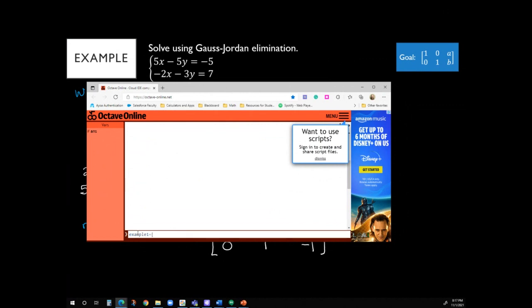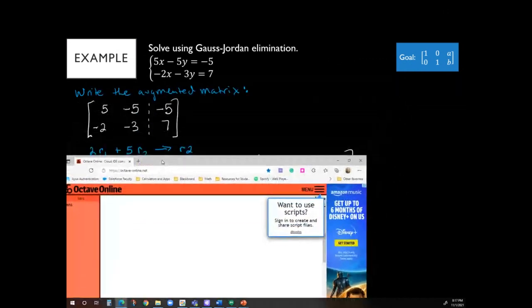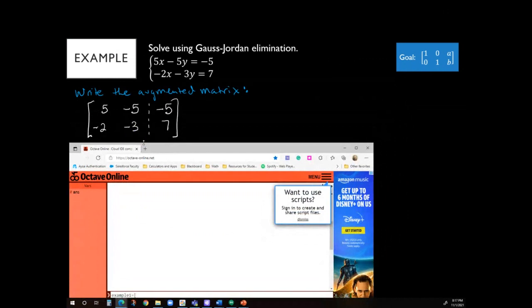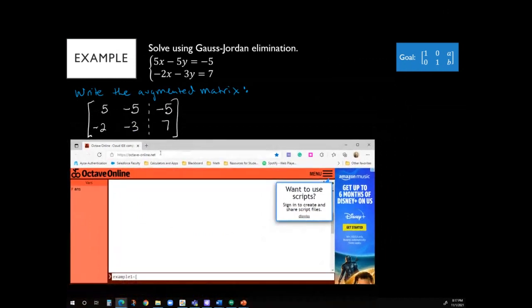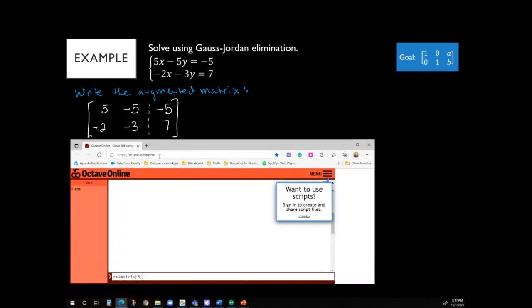Put in a bracket because our matrices have brackets. And then I'm going to type in my matrix that I had formed right here. 5 space -5 space -5, and then a semicolon. And then -2 space -3 space 7. And then I close my bracket and I hit enter.